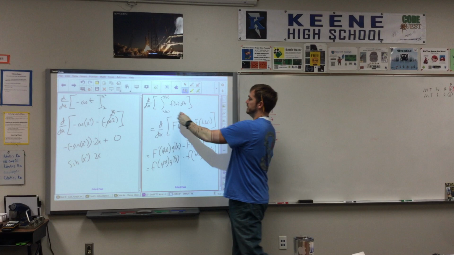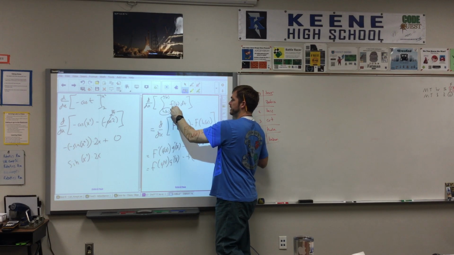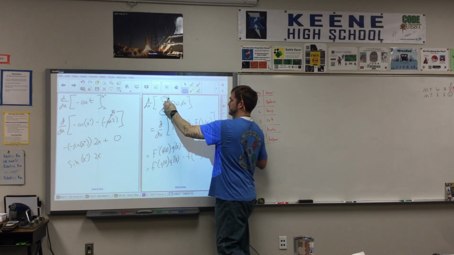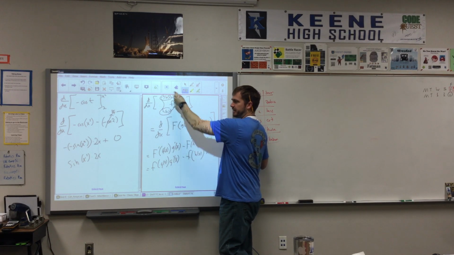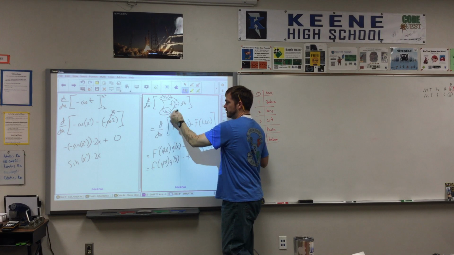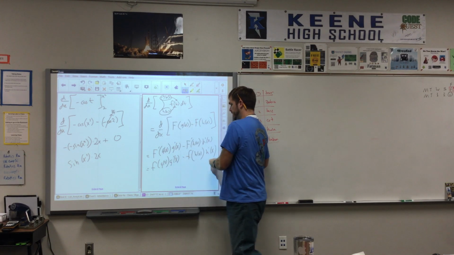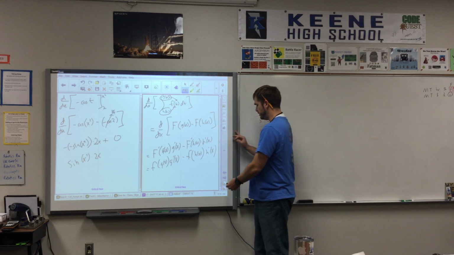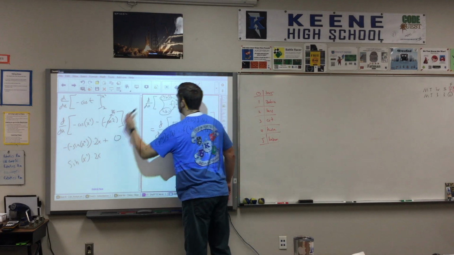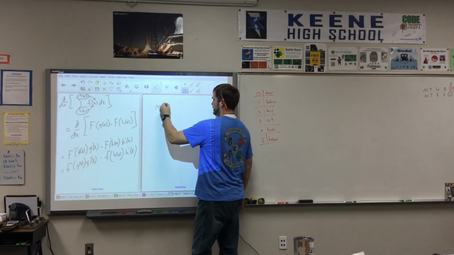So it's literally take the upper bound, plug it in there, then multiply it by its derivative, minus take the lower bound, plug it in there, multiply it by its derivative. That is the second fundamental theorem of calculus.